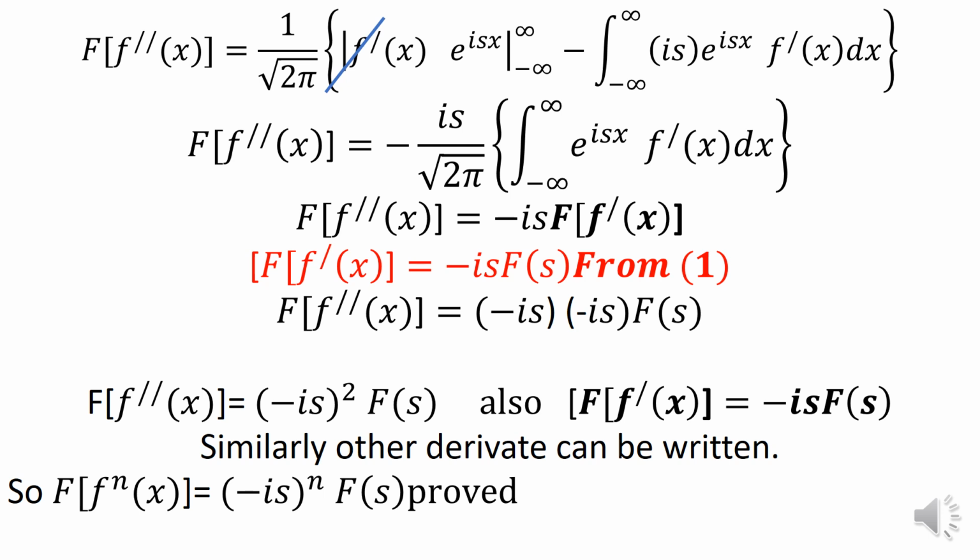Since there are double dashes, it will be squared. If it is three dashes, a third derivative, it will be minus iota s to the power 3, and so on. So we can prove that the Fourier transform of f^(n)(x) will be (minus iota s) to the power n times F(s). So that was required. That is the derivative. Thank you.